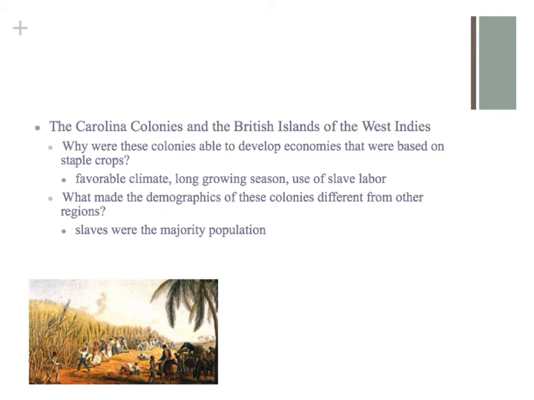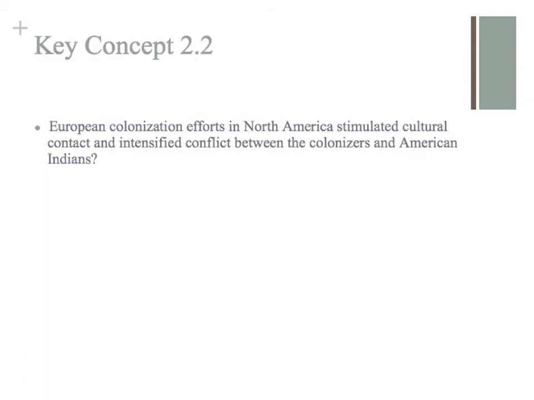So they have a very favorable climate to be able to grow crops, which means they have a long growing season, which is a little bit different than anywhere else, particularly north of here. And also the last characteristic is the use of slave labor for the same reasons we talked about with the Chesapeake. As far as the demographics of these colonies and what makes them stand out, you have huge slave populations compared to British and other European people. So it's a majority slave population in these colonies.